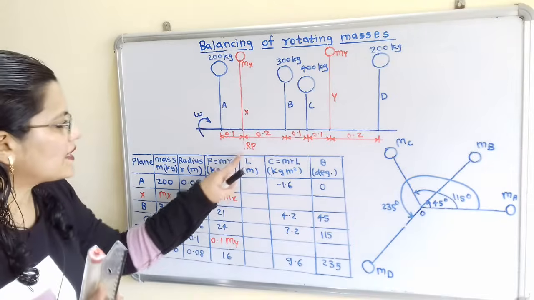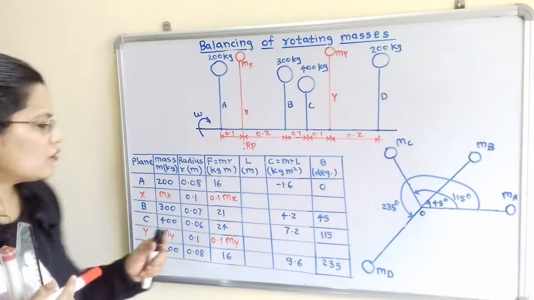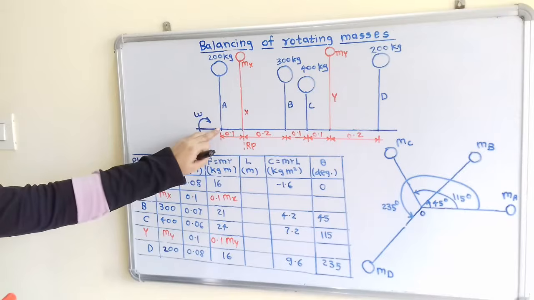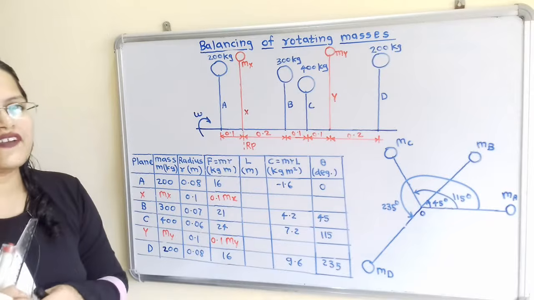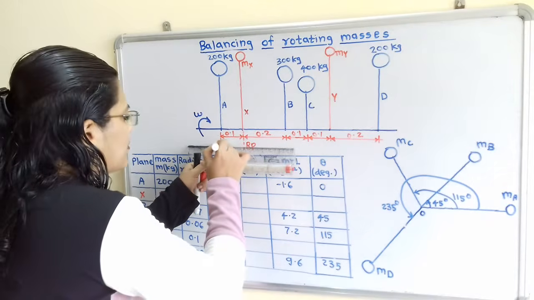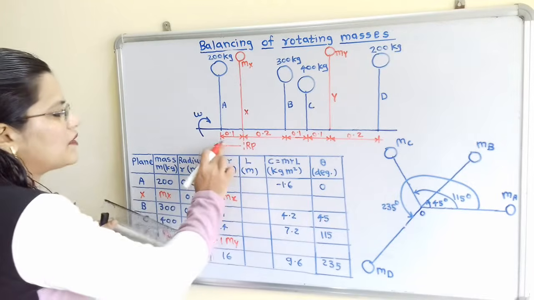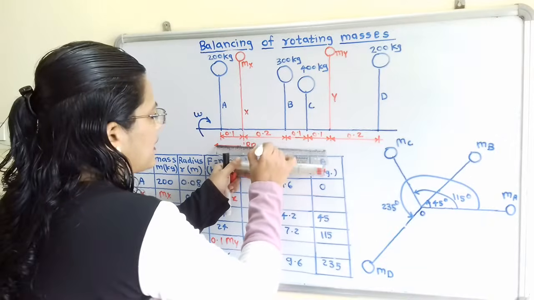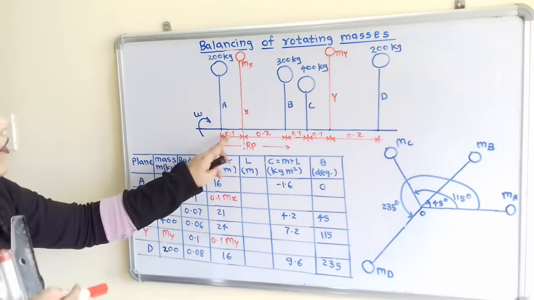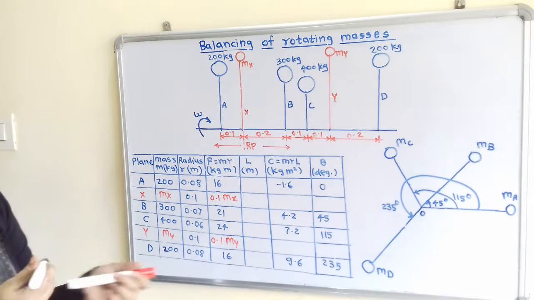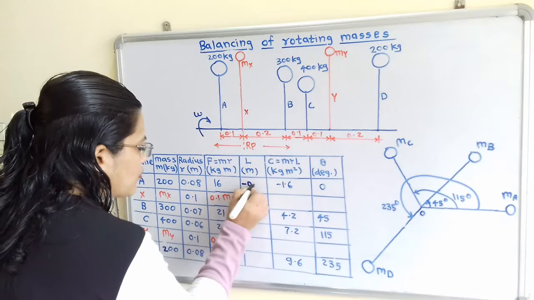Now how to mention this L, that is the distance of the different planes from the reference plane. For plane A, what is the distance from the reference plane? That is 0.1. But also we have to refer to the direction. While showing this value L, planes on the left hand side of the reference plane we have to show with a negative number, and planes on the right hand side with a positive number. So here 0.1 we have to show as negative, minus 0.1, because it is on the left hand side.